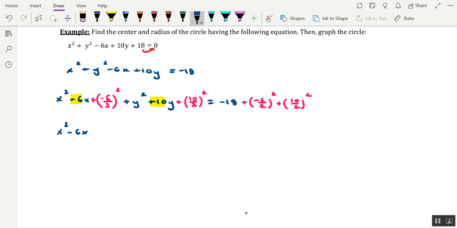Negative 6 over 2 is negative 3, but when you square it, you get positive 9. Plus y squared plus 10y, and this is going to be 5 squared, in other words, positive 25. And that's what those expressions simplify to on the right hand side as well, as you would expect. So on the right, it's going to be negative 18 plus 9 plus 25, which, combining all three of those numbers together, gives us 16.